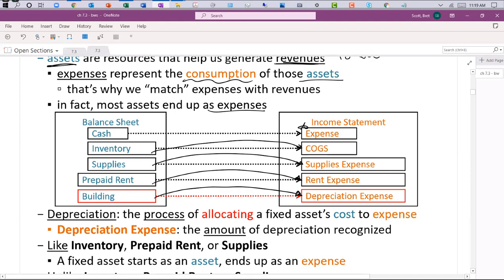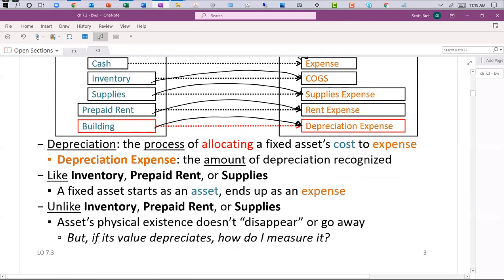Any long-term asset, with the exception of land, follows the same suit, but we don't call it building expense. We call it depreciation expense. We're trying to use somewhat of a general term, because to call it building expense essentially implies that it's disappearing, the same way supplies ends up as supplies expense. Buildings don't disappear as we consume its value. So we're going to use a specific term, depreciation expense, to represent the theoretical reduction in value. Depreciation, again, is the process of allocating the fixed asset cost to the expense. The expense itself is the amount that we are calculating to recognize on the income statement.